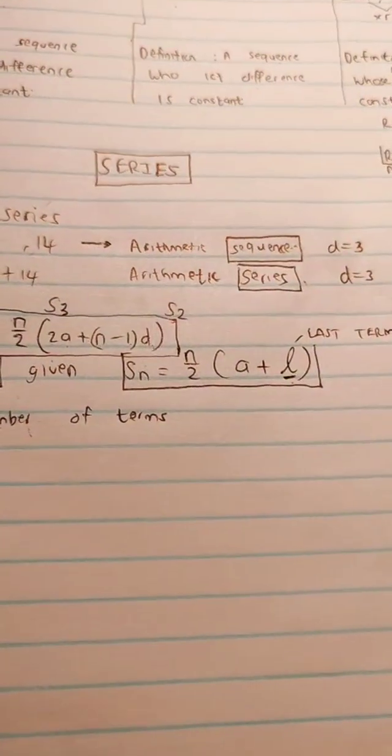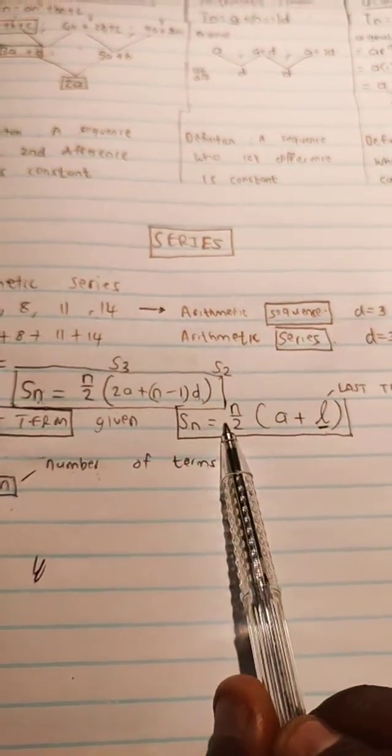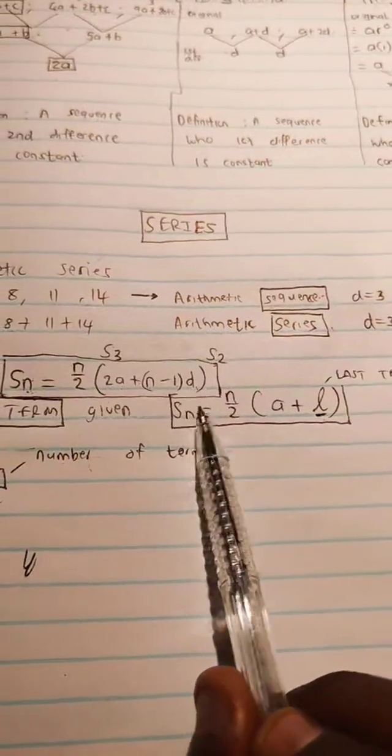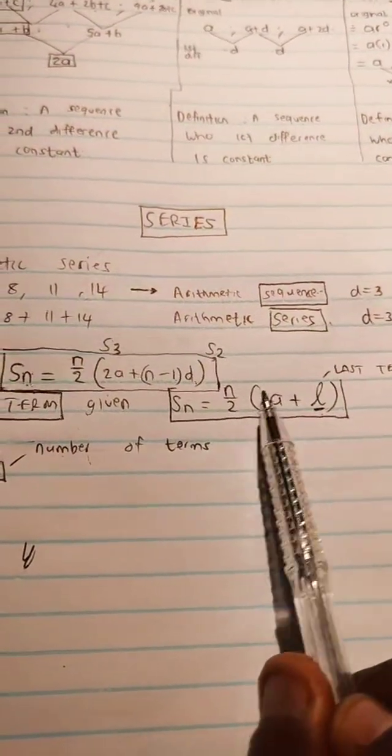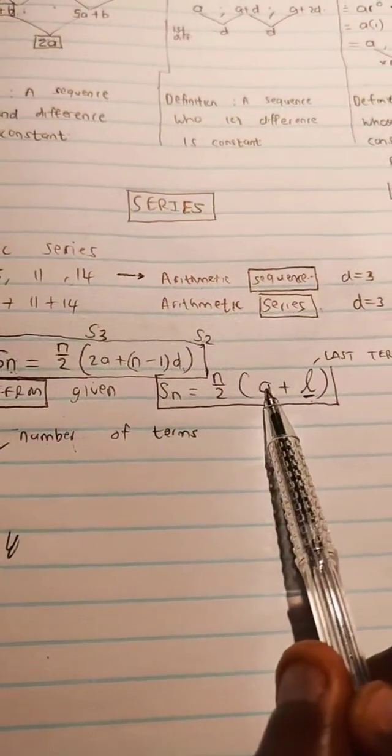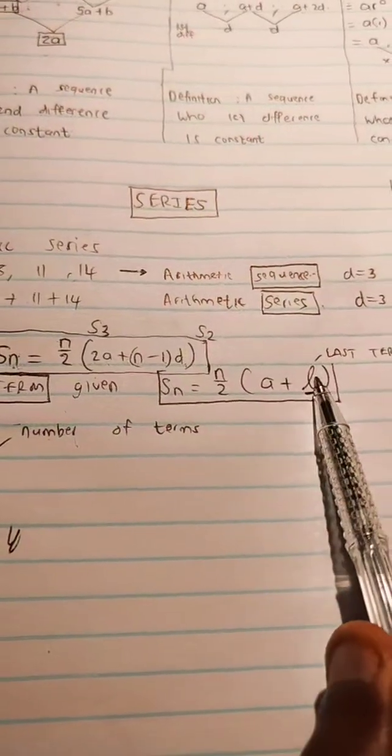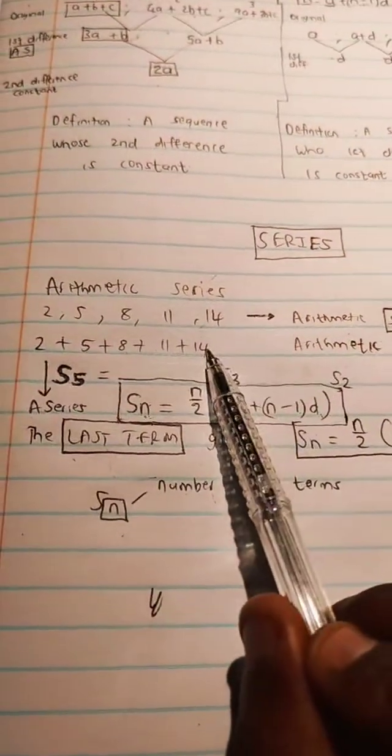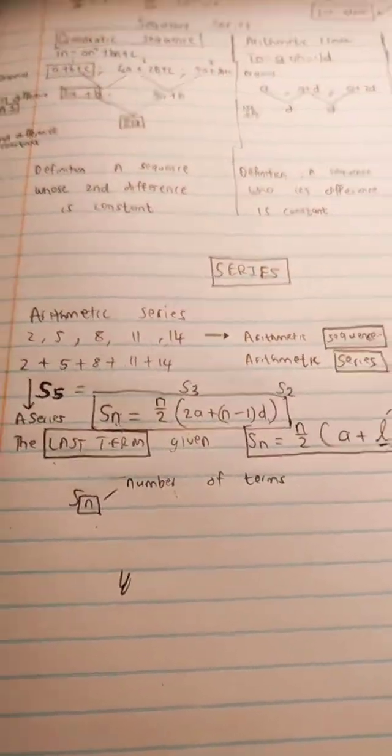What am I saying? If you so happen to have the last term, then you can shorten. Write the formula Sn is equal to n over 2, brackets, you write a plus L. What is L? The last term in your sequence. And I'm going to practically show you using this example what I mean by that.